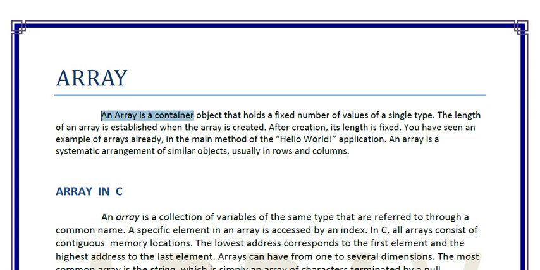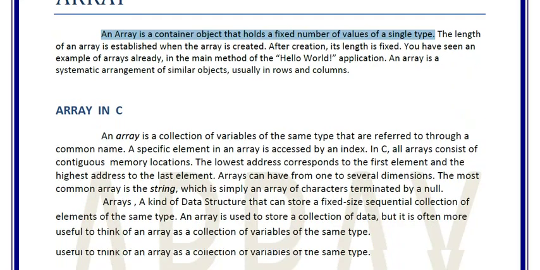An array is a constant object that holds a fixed number of values of a single type. That means those types can be integer, character, etc. Those values that need to be organized by indexing are known as an array.